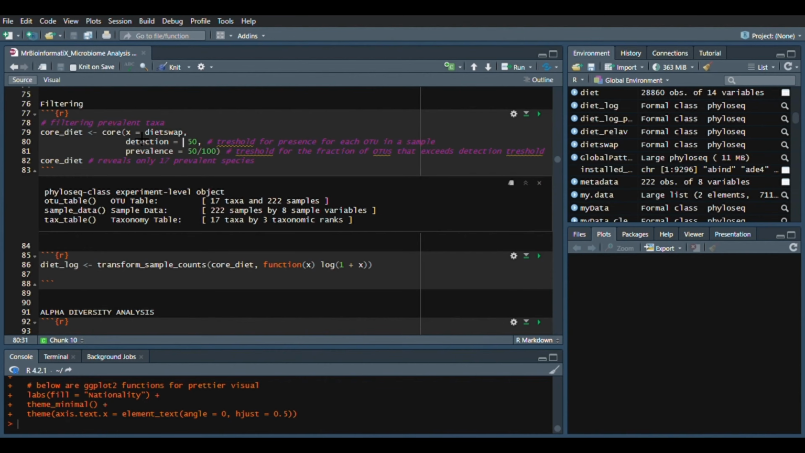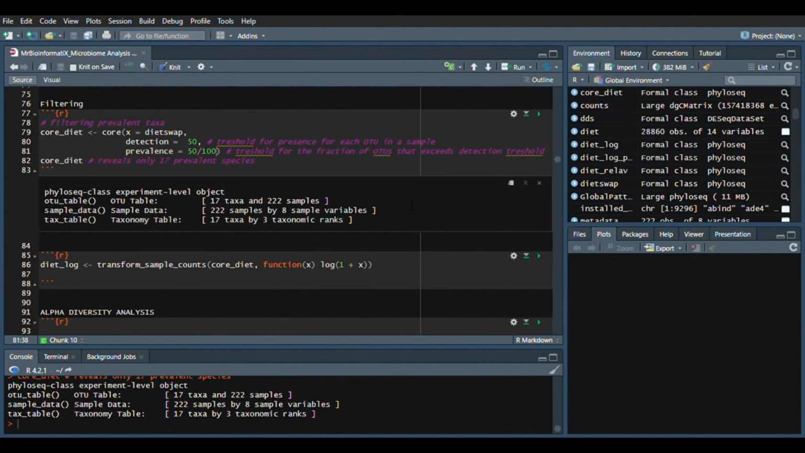And then detection equal 50. This threshold indicates that a taxon must be present in at least 50 counts in a sample to be considered present. This helps remove taxa that are rarely detected and may be noise in the data. And finally, prevalence equal 50 over 100. This threshold means that a taxon must exceed the detection threshold in at least 50% of the samples to be considered prevalent. Let's run our code.